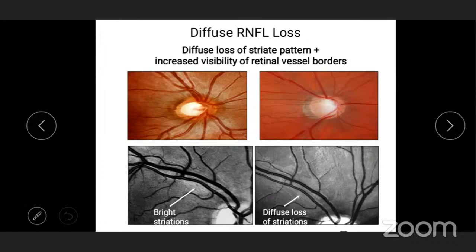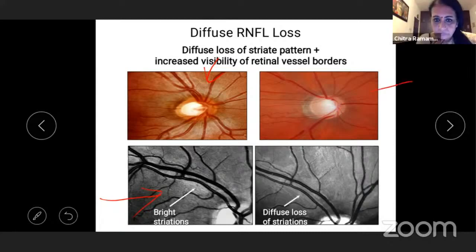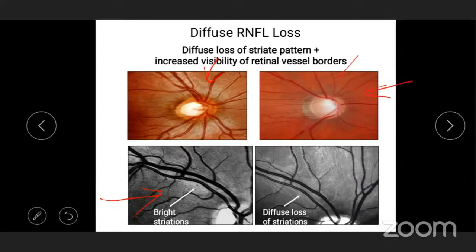But look at this. The normal RNFL is seen here in between the blood vessels with these bright striations. Also seen in this, with the red-free photograph, the bright striations in the vicinity of the blood vessels. And you can see in the glaucoma, these striations in between the blood vessels are missing. So that becomes more of a feature of diffuse RNFL loss, which is when it is there all 360 degrees.